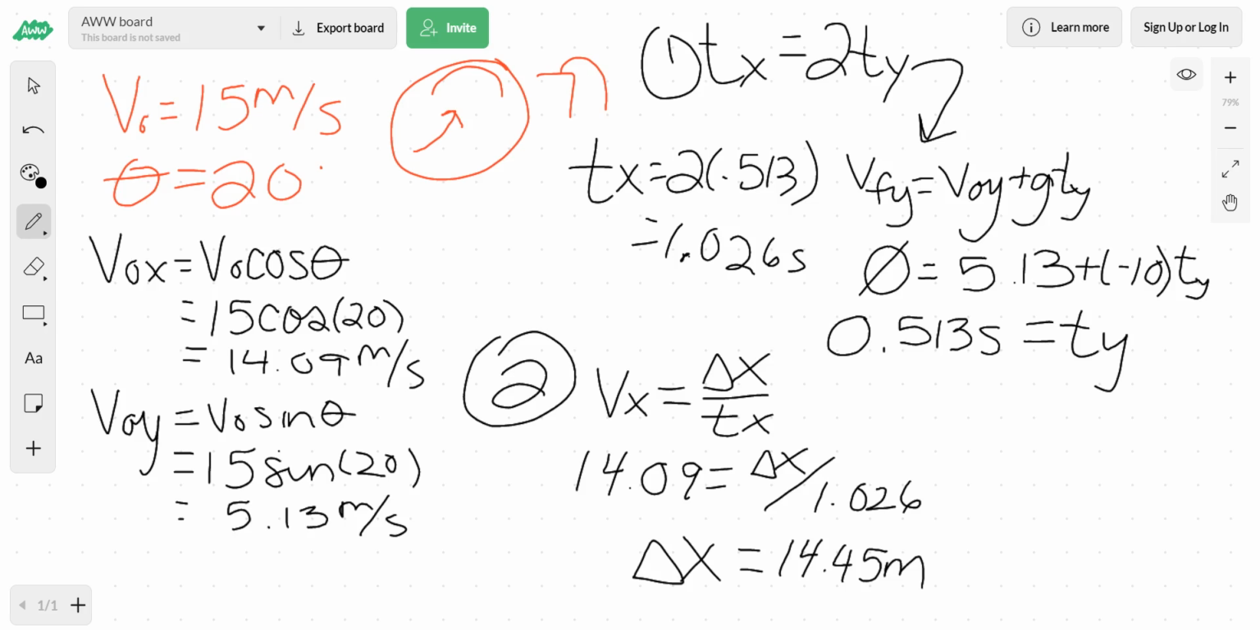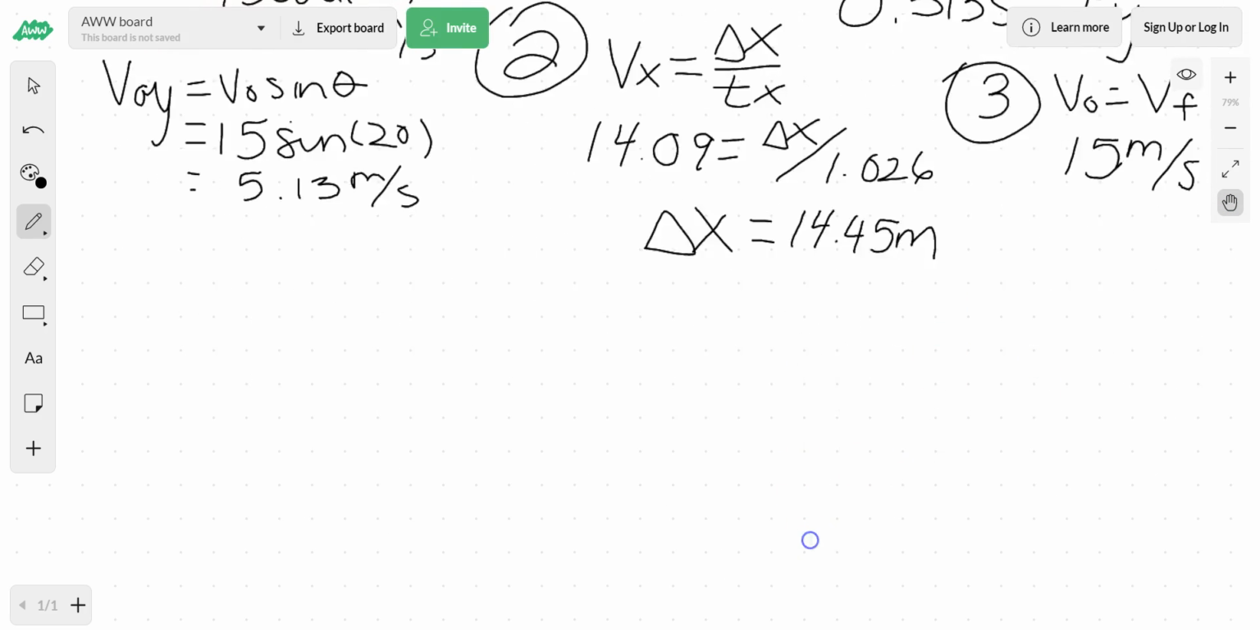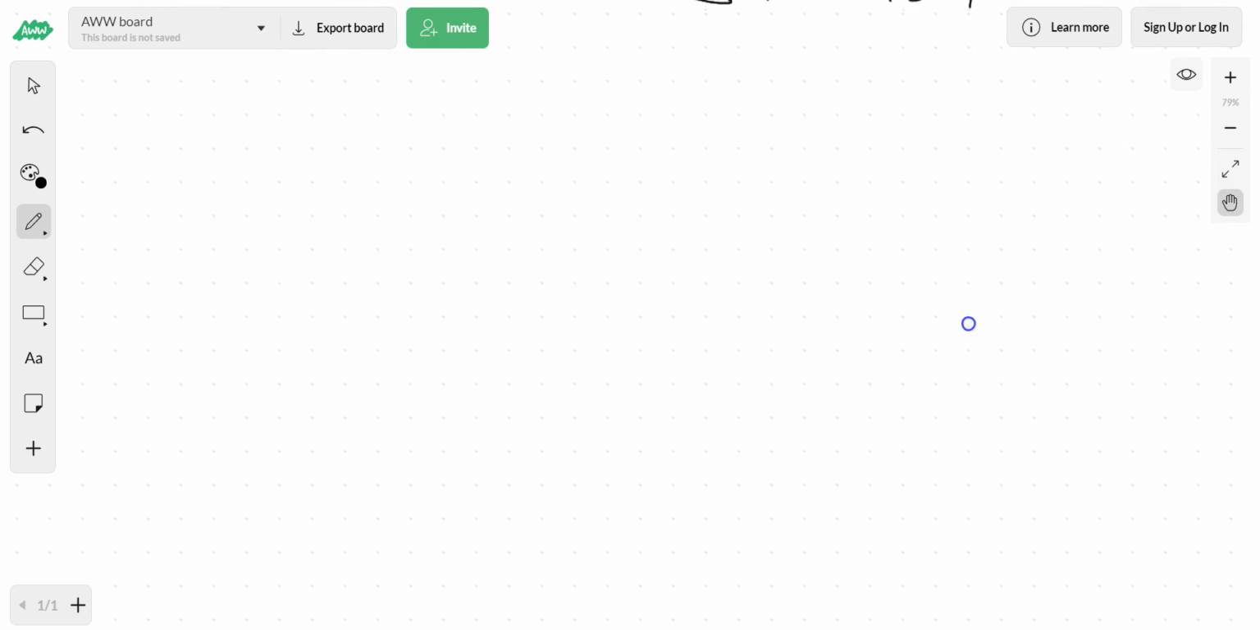And the final thing that you could be asked to find is how fast is it moving when it hits the ground, or what's the impact speed. And because of symmetry, v initial and v final are the same, so that is going to be an answer of 15 meters per second. There's that. Okay.